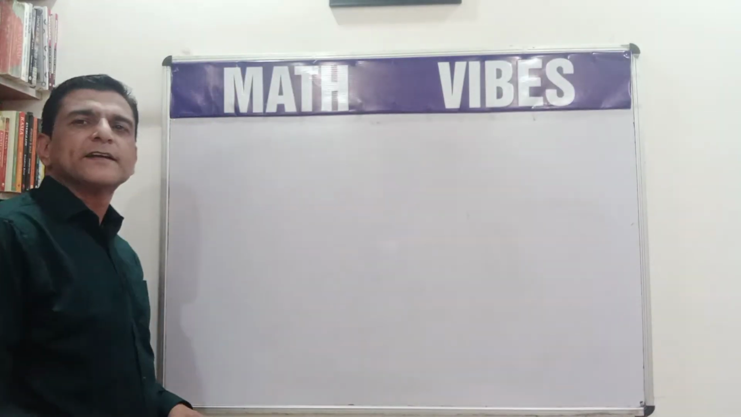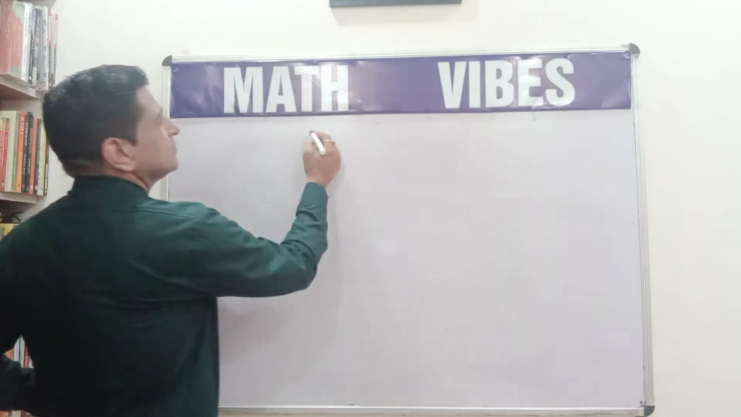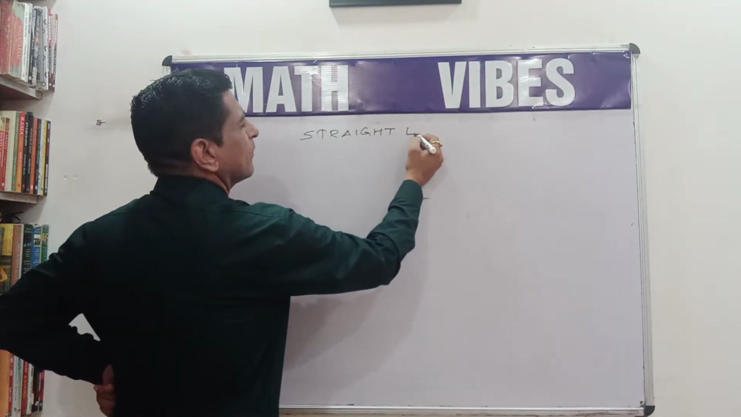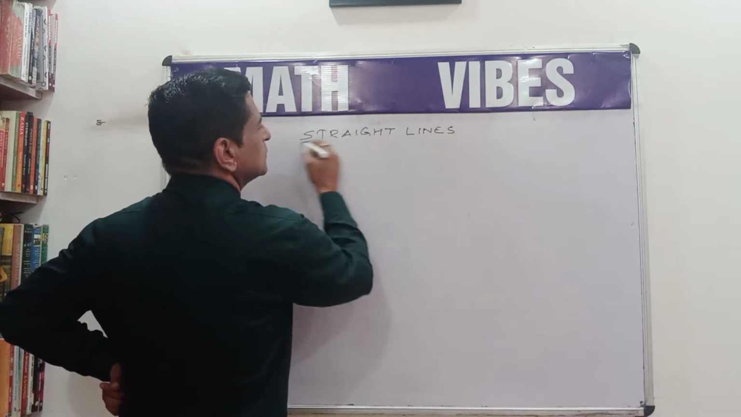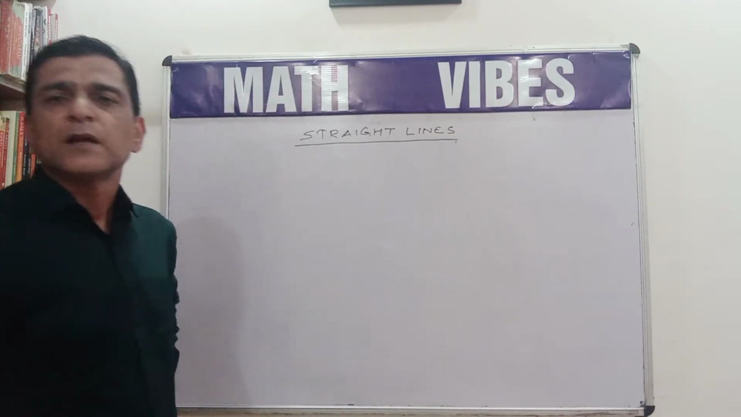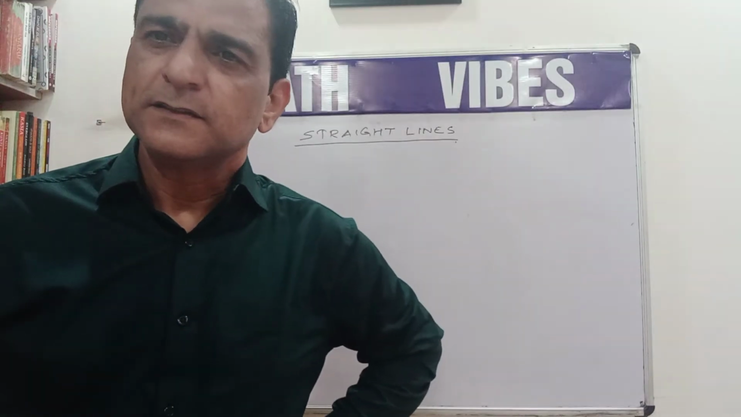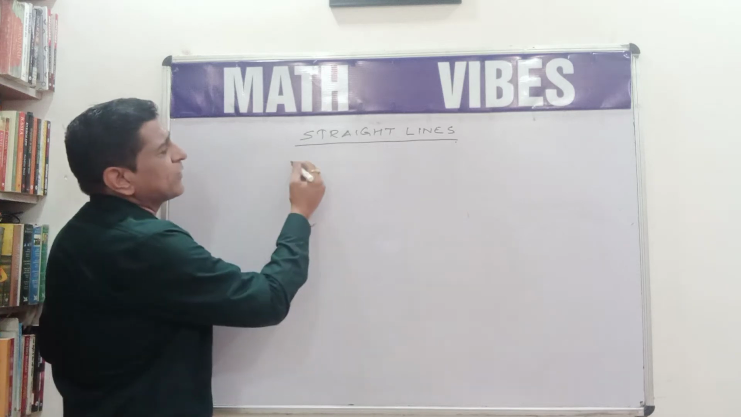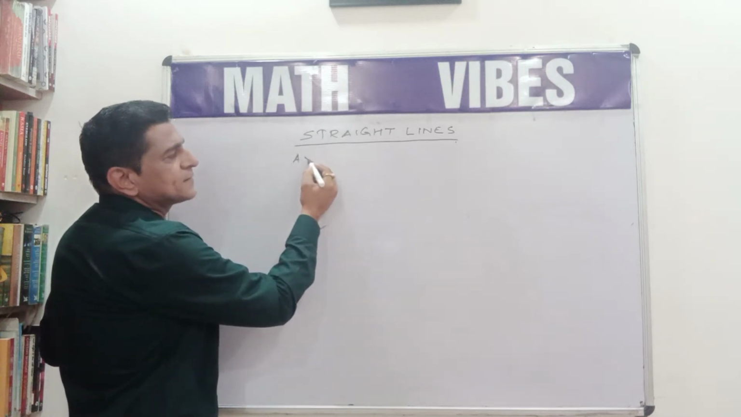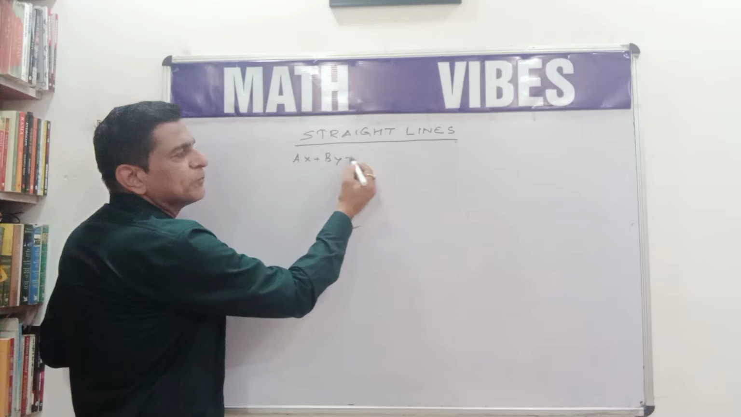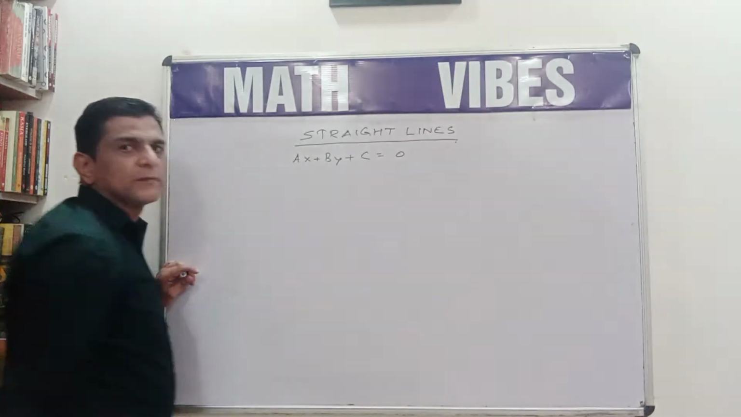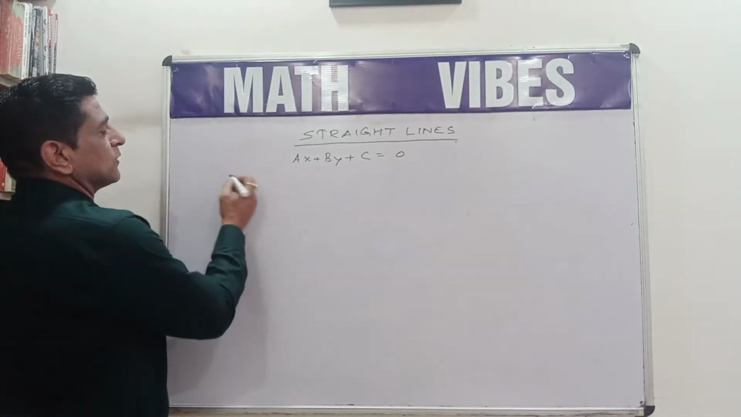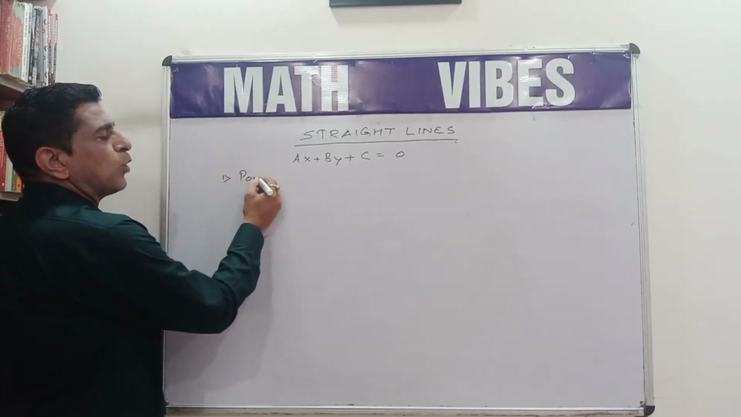Today we will be discussing straight lines. That is a part of the curriculum of class 11 CBSE. So we all know that the general equation of a straight line is ax + by + c = 0. Now we will derive different forms of equations. Now the first is point slope form.